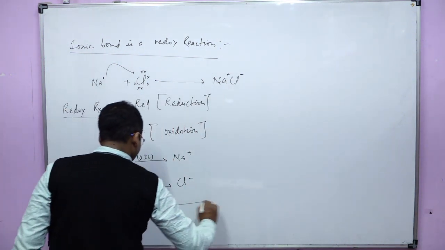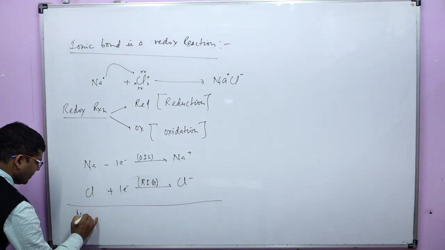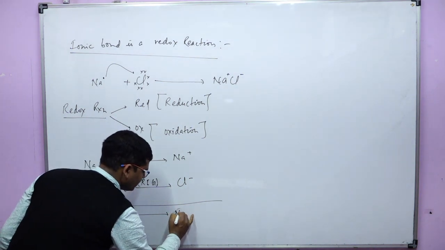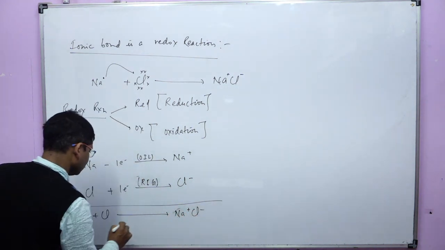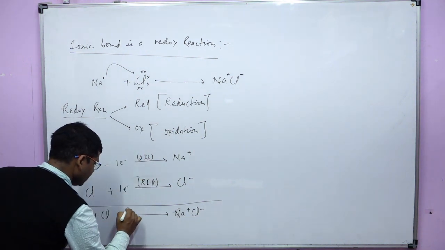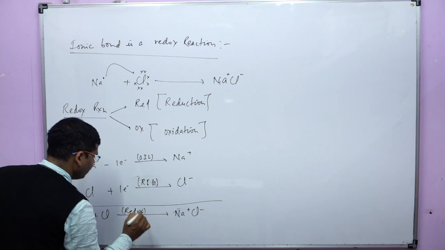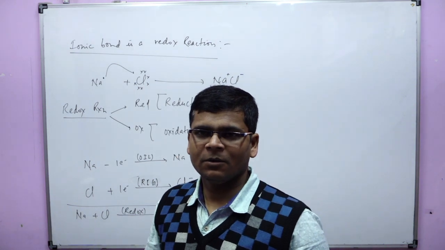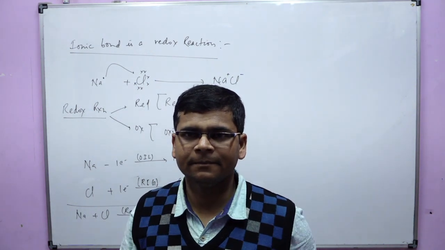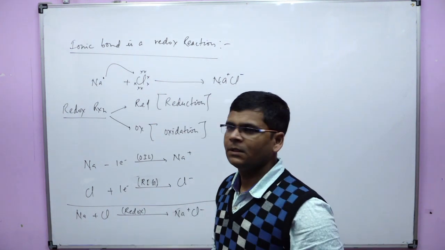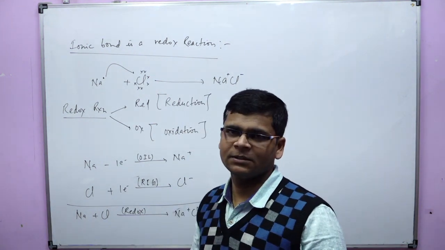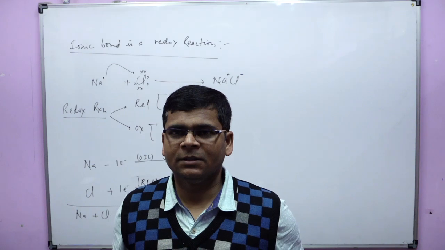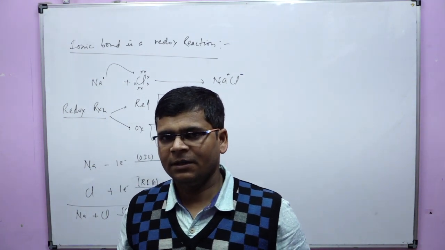Now, if you add both the steps, you will find that Na plus Cl gives Na+ and Cl-. So oxidation plus reduction, we are having a redox reaction. Therefore we can say that ionic bond formation is always a redox process. So this is also clear to us how ionic bond formation takes place. This is the short video that you have regarding ionic bond.